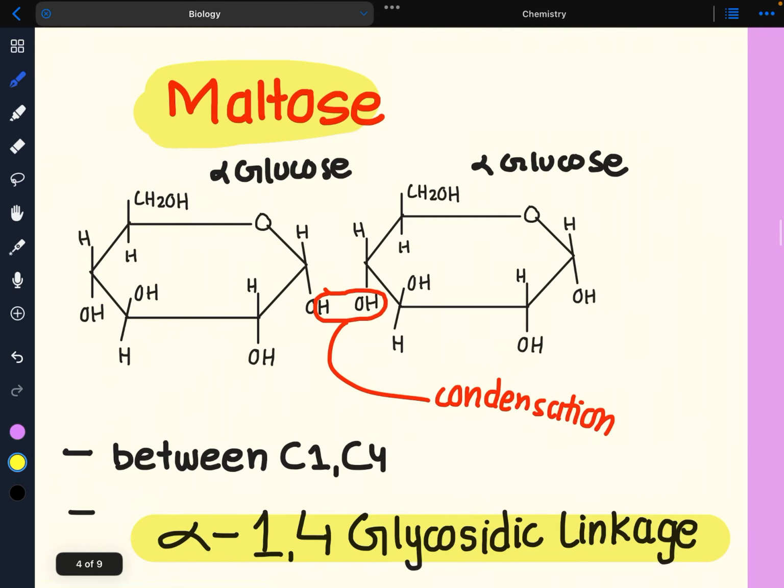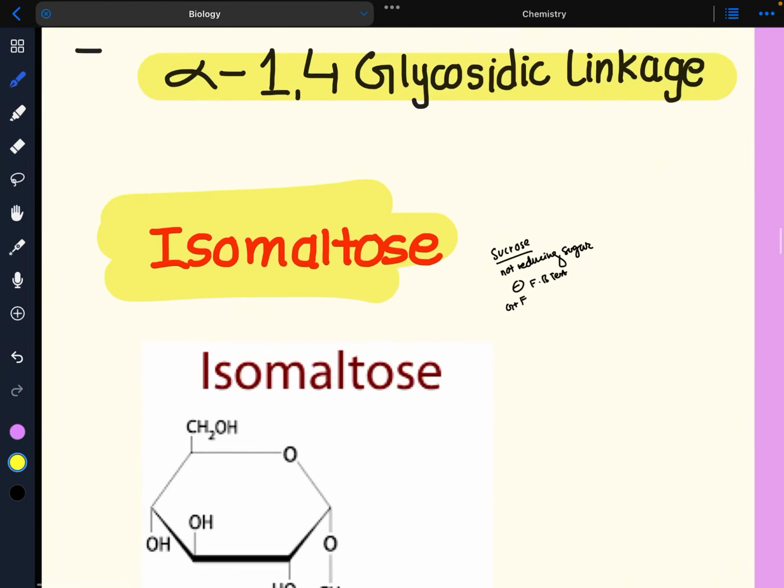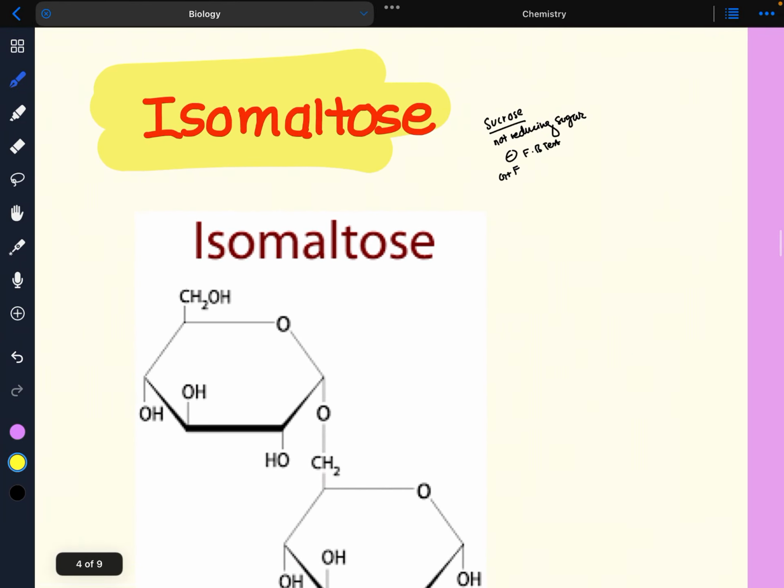In the last video we did maltose, and here is the structure of that. Then today we discussed isomaltose, sucrose, and lactose. So I think we are left with polysaccharides, so I'm looking forward to it.